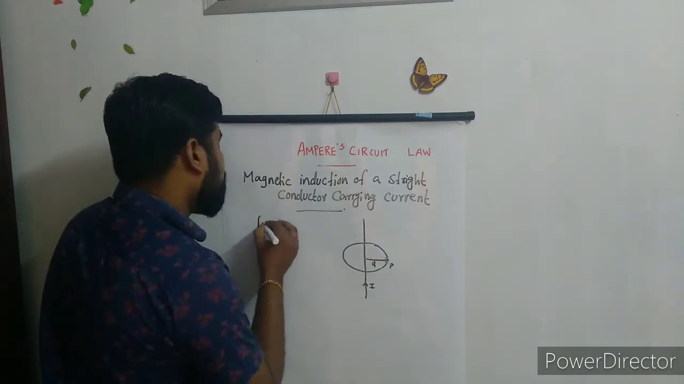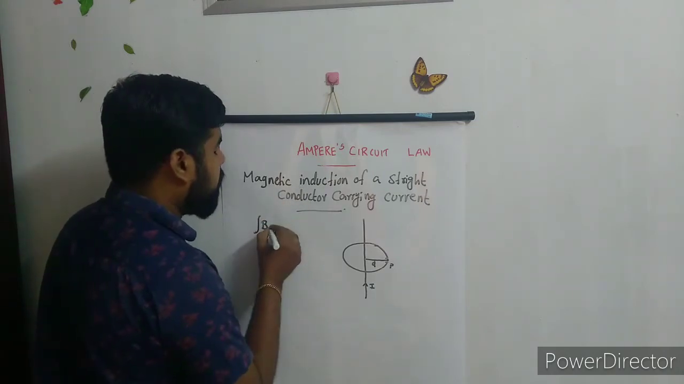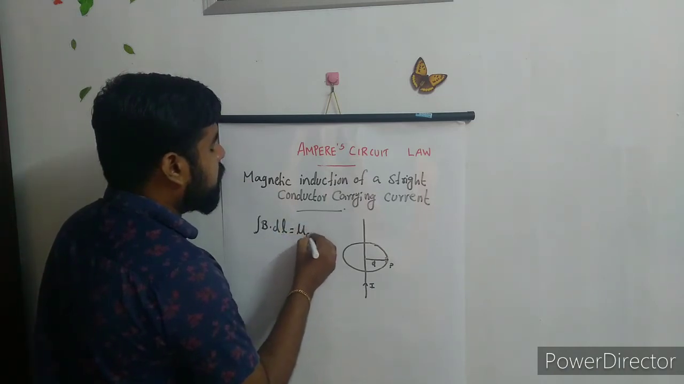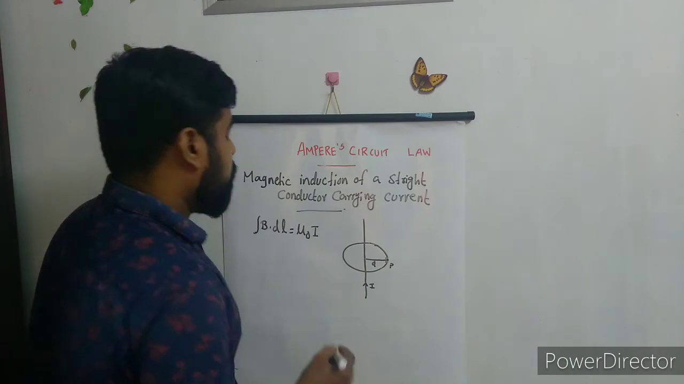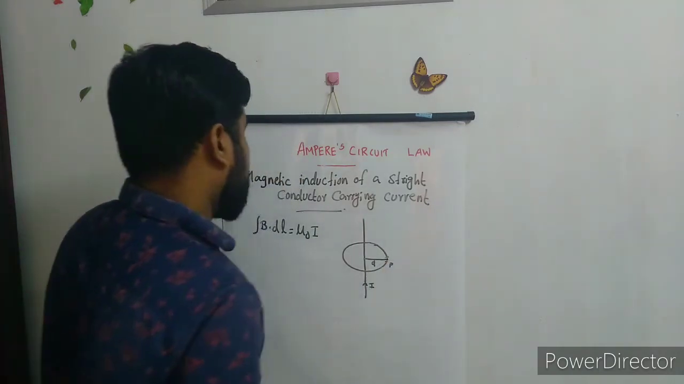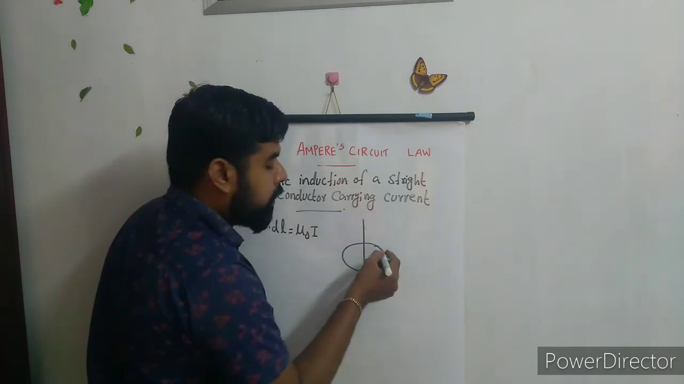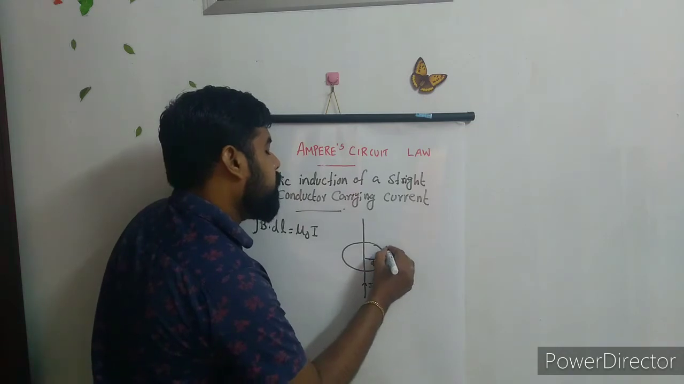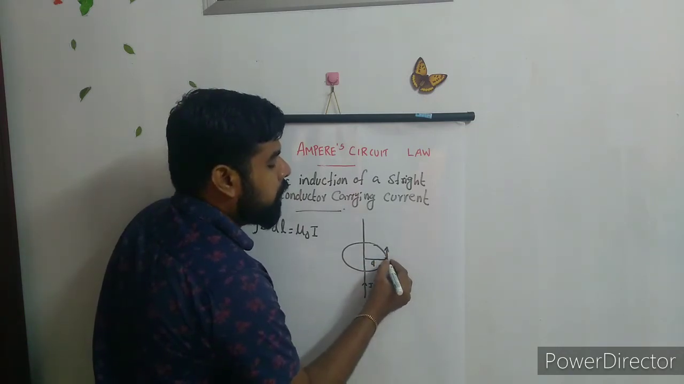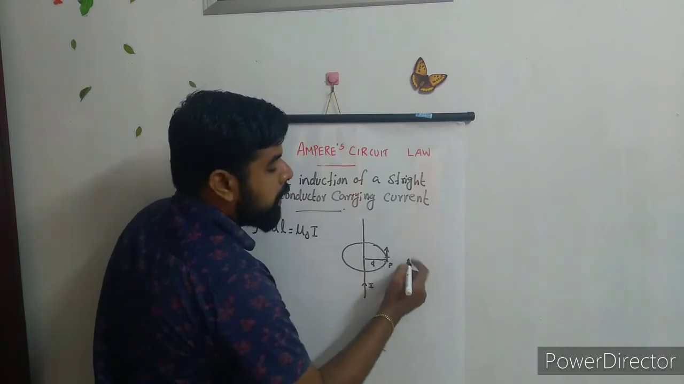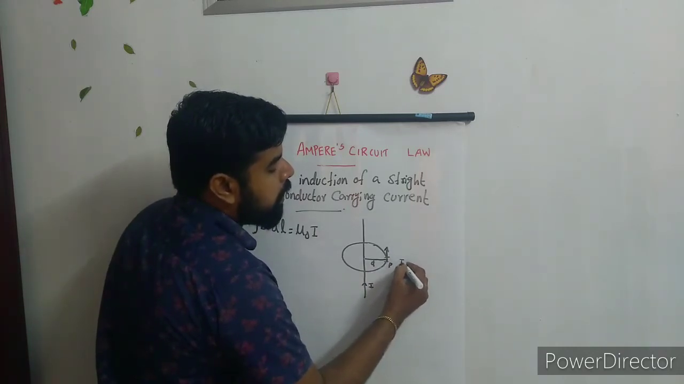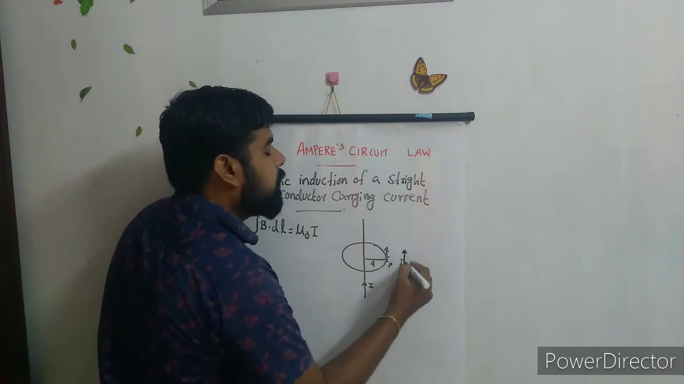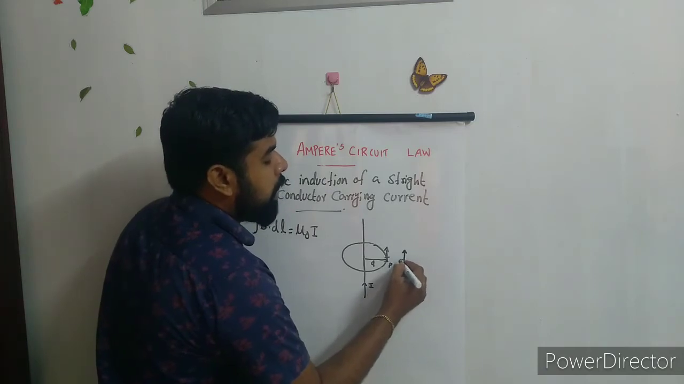According to Ampere circuit law, the total magnetic field around a closed region is the integral of B dot dl, equal to mu 0 times the current. We have a small elemental length dl. What is the direction of the magnetic field around this conductor? You draw a tangent. This is the elemental length, and this is the direction of the magnetic field. Both have an angle of 0 between them.